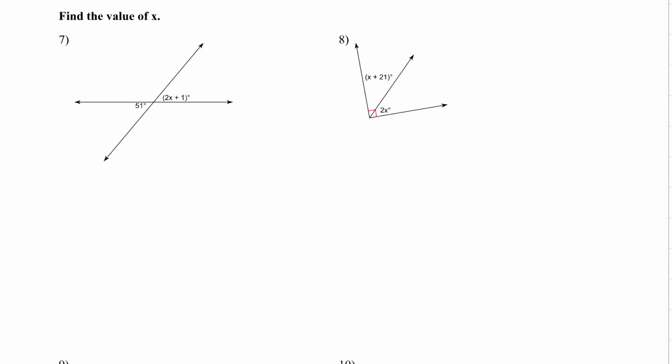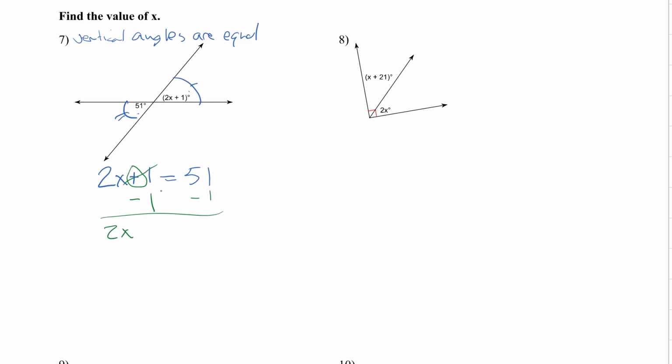Then I'm looking at this. I see that I've got vertical angles, and they are equal. So that means that this angle here is equal to that angle there. With that in mind, I can say that 2x plus 1, that's this angle here, has to be equal to 51. All right, now it just looks like the earlier problems. 2x plus 1, I need to subtract 1 because it's doing that adding. I get 2x left over on the left side. On the right side, I get 50.